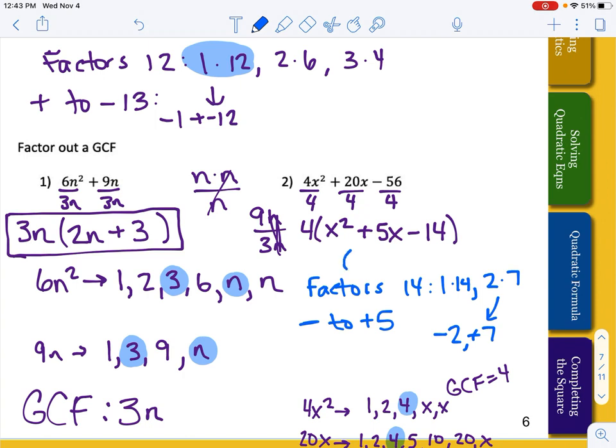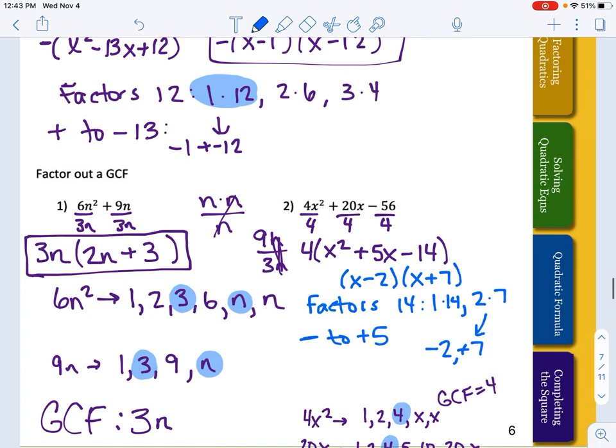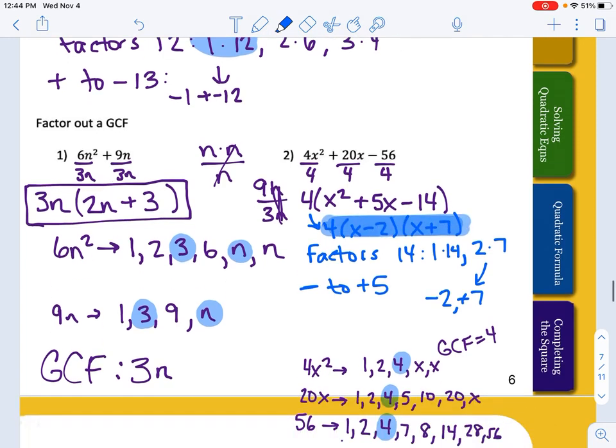So we can write these as a factor, x minus 2, x plus 7. These two numbers multiply to negative 14. They also subtract to positive 5. Don't forget to bring down this 4 from above. And we have our solution here. Our factor, I should say. And we are done.